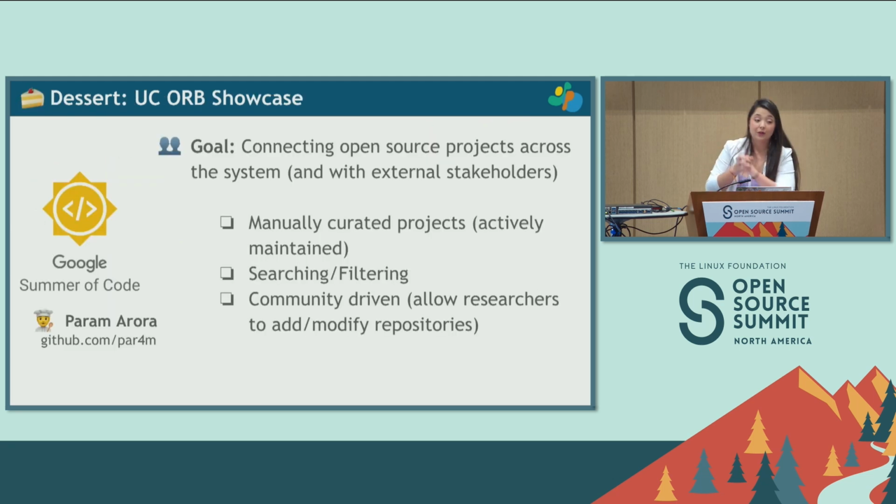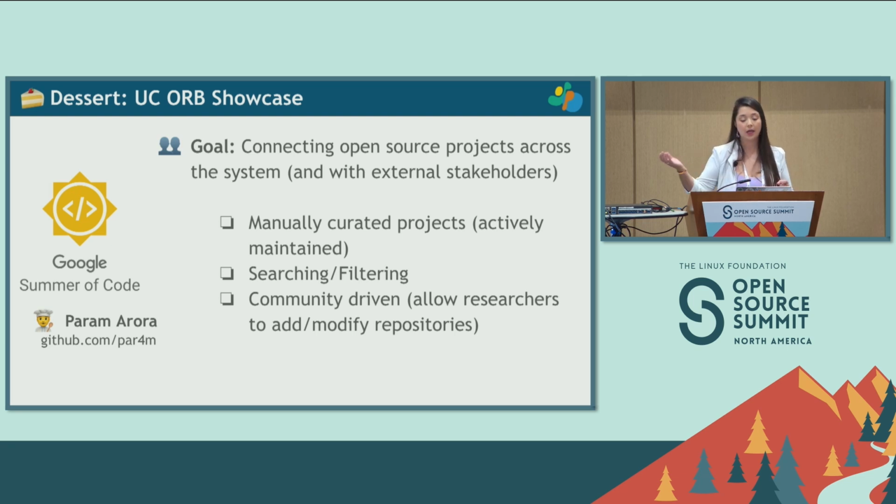So now, for the second part of my talk, I want to talk about the UCORB showcase. The goal of the showcase is to help connect open source projects across the system, and also with external stakeholders. One of the things we really want to help projects do is get more funding, and I think having a showcase that represents all the great work they're doing will be very positively impactful for that. This is very different from the original data set that we collected. This is a manually created set of projects, and we're hoping they're going to be actively maintained.